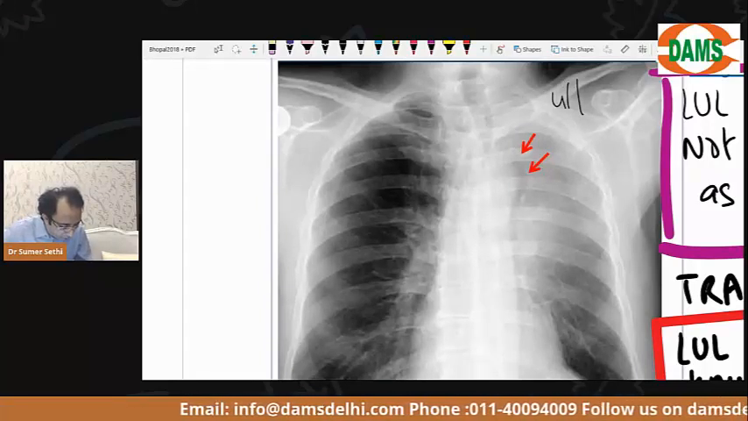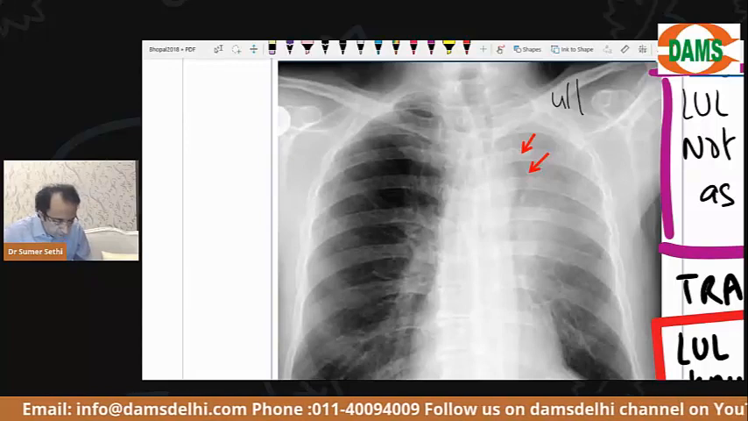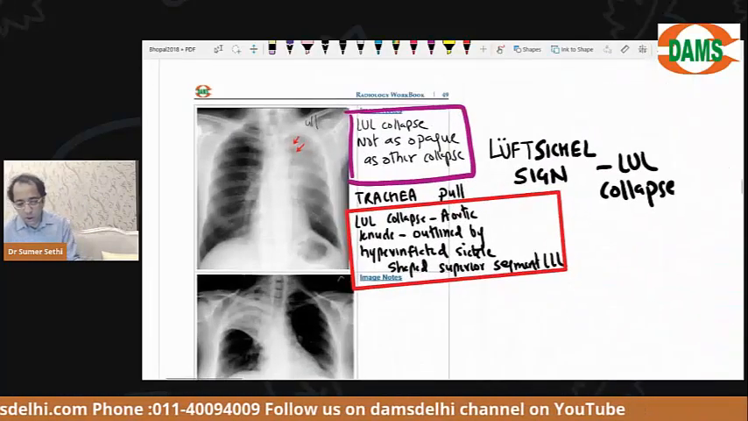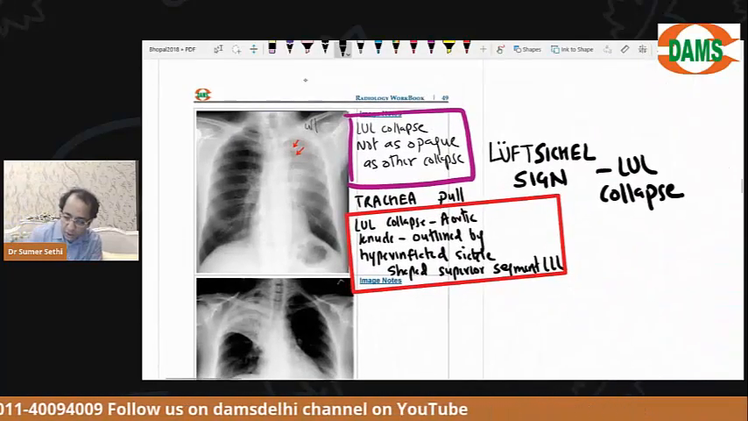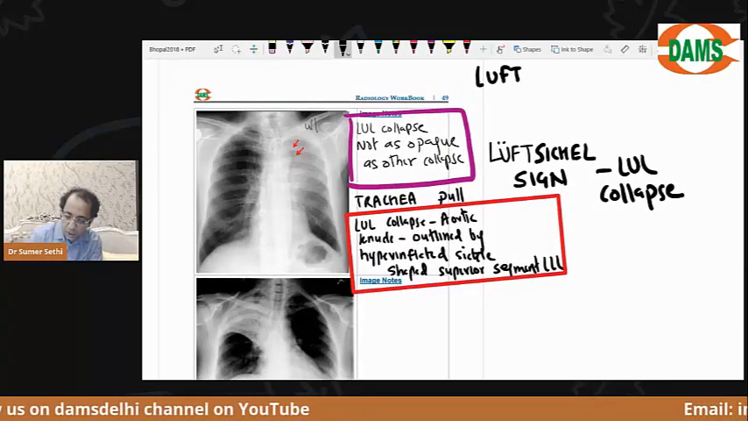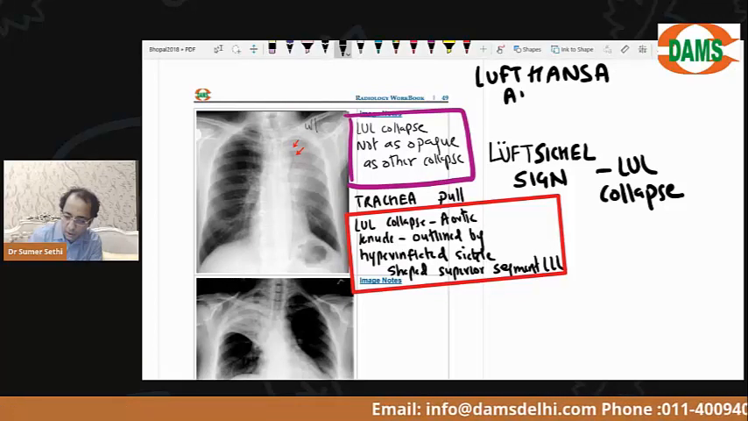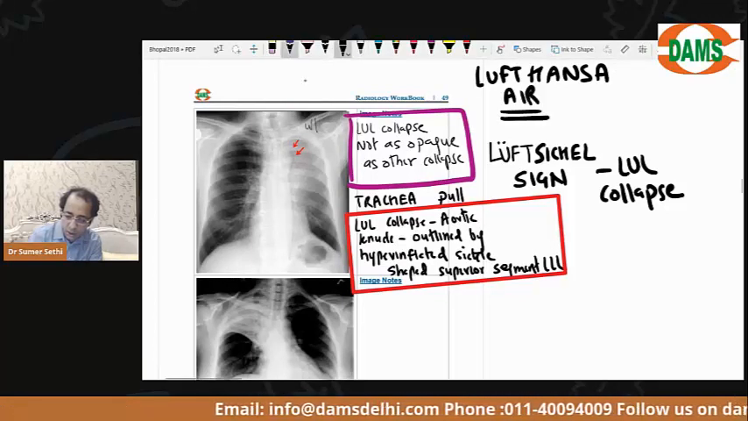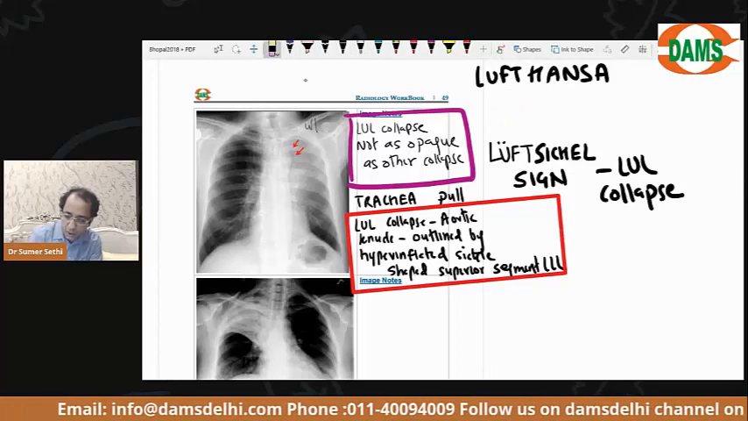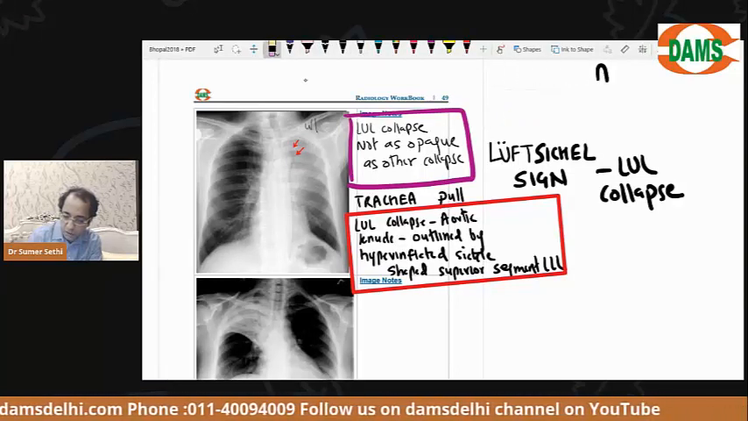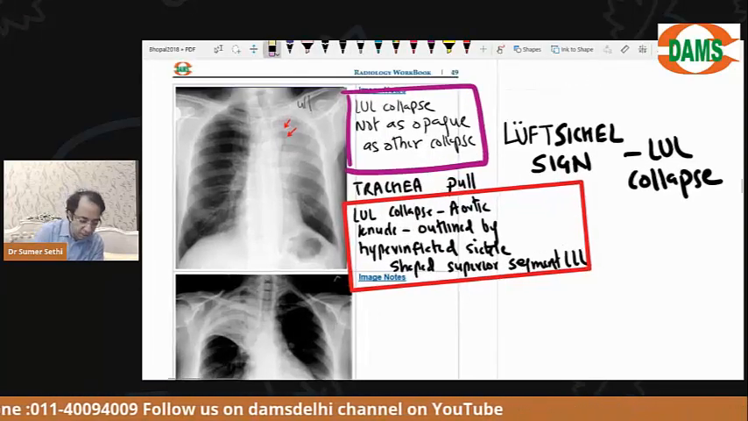Are you clear? Now, you can think of it this way: when we say the airline Lufthansa, Luft means air. Like in India, we have Air India. In Germany, they have Lufthansa, one of the airlines there. So this is Lufthansa airline.